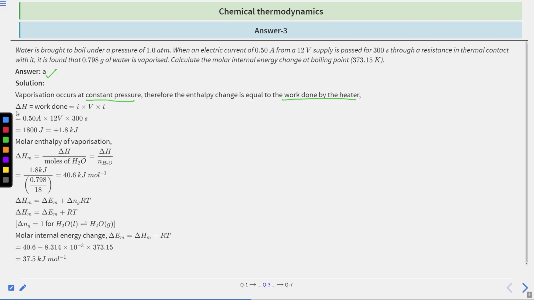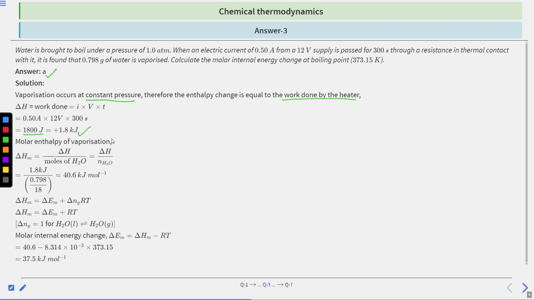So del H will be equal to work done, and work done we can write in terms of current, voltage, and time. That is I cross V cross T. So we have to multiply all three of them. It will come out as 1800 joule or 1.8 kilojoule, right?